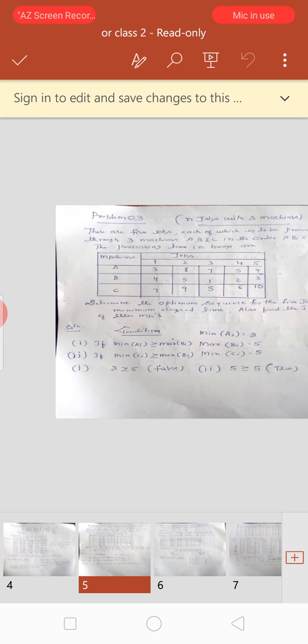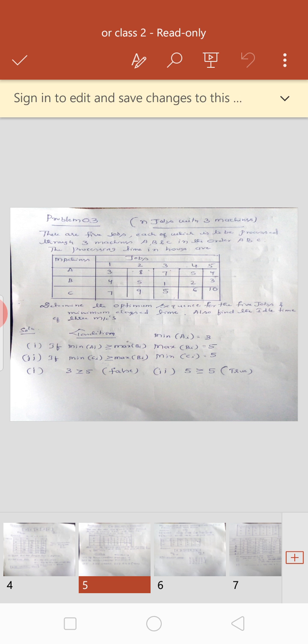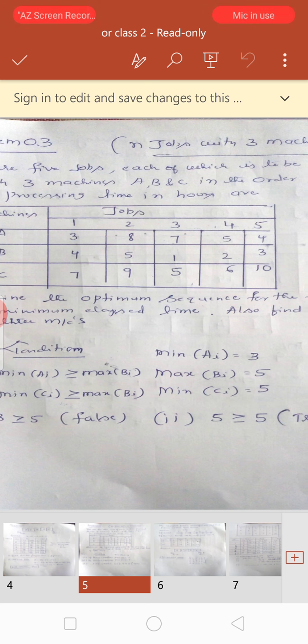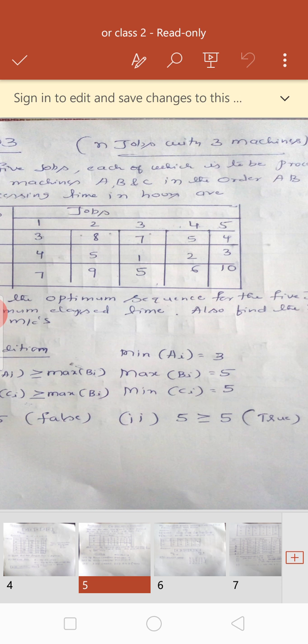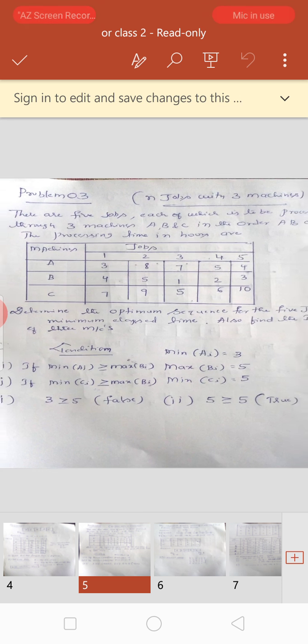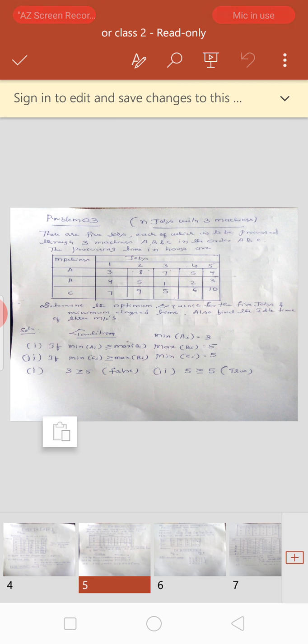Yes or no? Let us see whether the condition is satisfied or not. 3 is greater than or equal to 5? No, it is not satisfied. Then go for the next condition. What does the next condition say? The minimum value of machine C is what? 5, pertaining to job 3. The minimum value of machine C is 5. Is it greater than or equal to the maximum value of machine B? What is the maximum of machine B? 5, as I have written. Now the condition is satisfied: 5 is equal to 5.